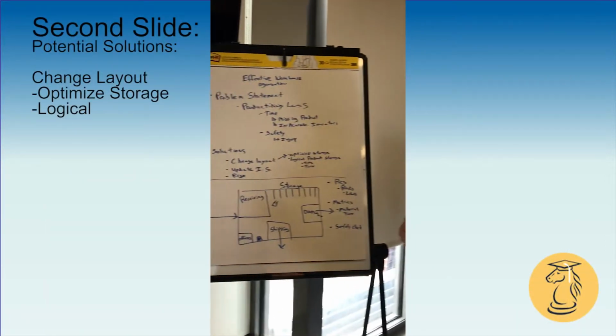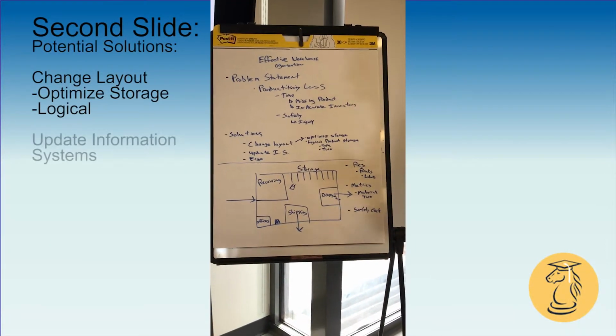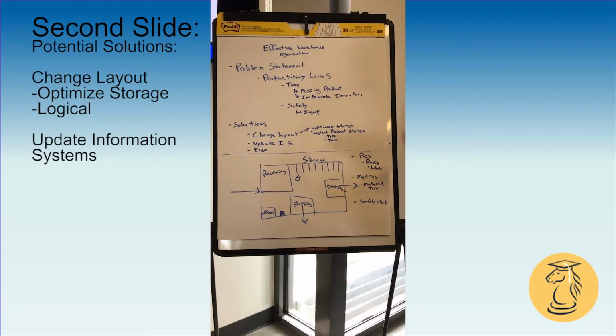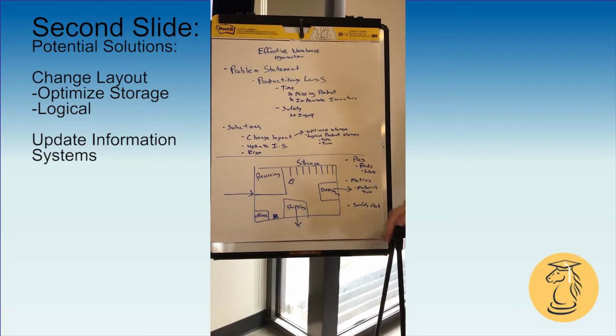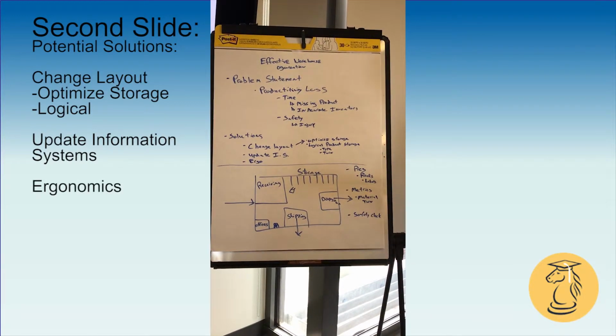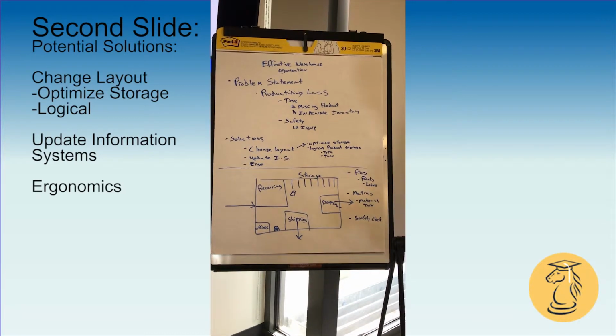I also thought about, hey, let's give them an option to update the information system so that we don't have inaccurate inventory counts leading to productivity loss due to time. And from a safety perspective and injury, let's talk about ergonomics. Let's lay the warehouse out the right way.